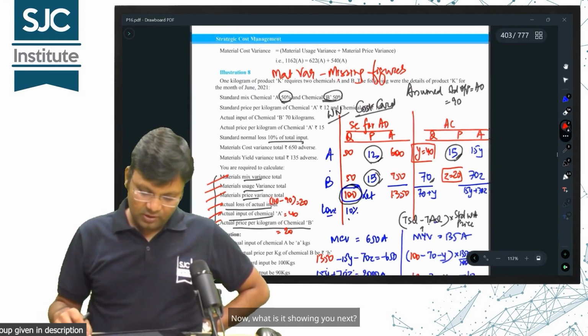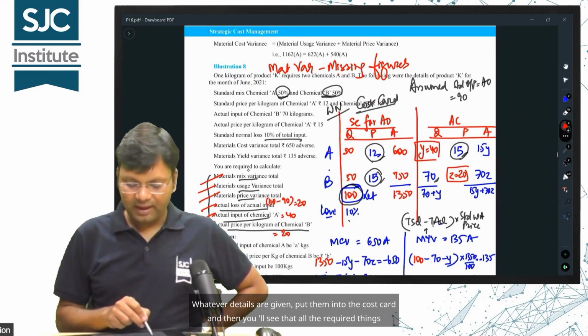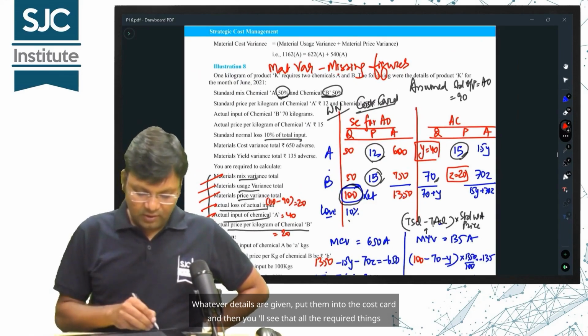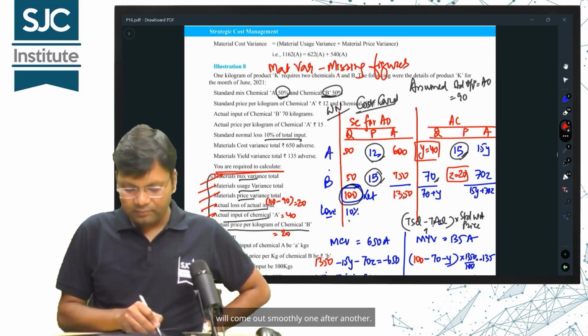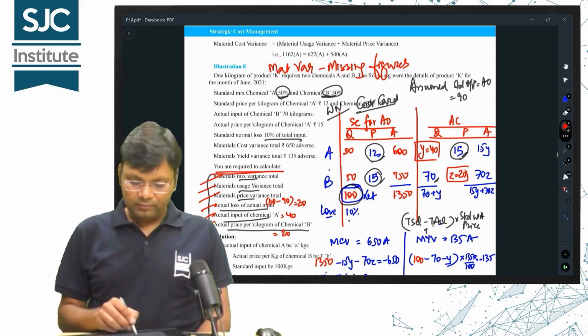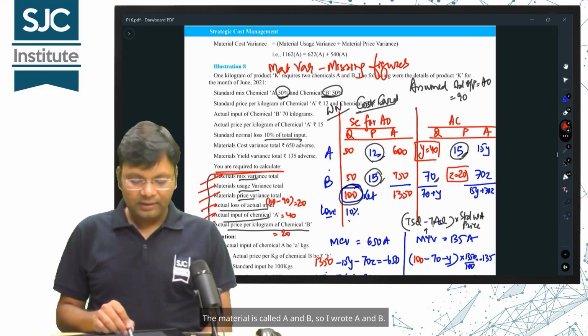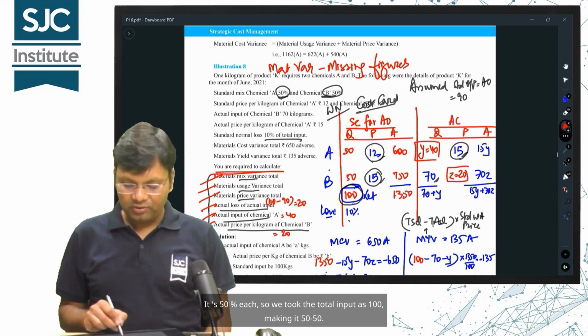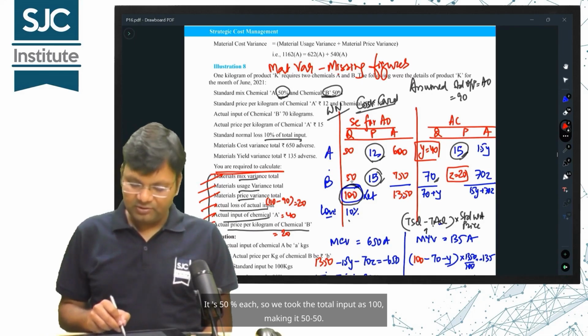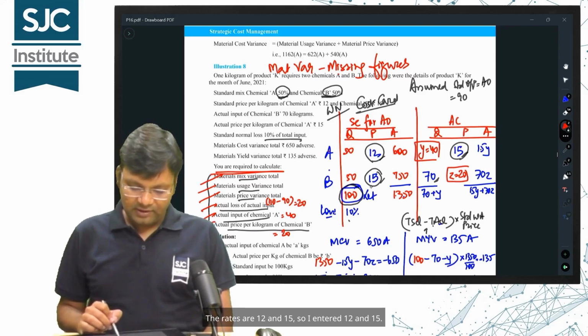Now, what is it showing you next? Whatever details are given, put them into the cost card, and then you see that all the required things will come out smoothly one after another. First, enter all the details into the cost card. The material is called A and B, so I wrote A and B. It's 50% each, so we took the total input as 100, making it 50 to 50. The rates are 12 and 15, so I enter 12 and 15.